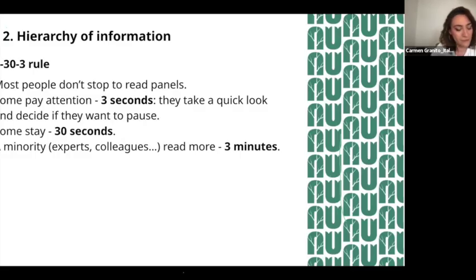Even the most passionate ones hardly stay longer than 3 minutes. So this 3 seconds, 30 seconds, 3 minutes rule, the 333 rule, is something we should have in mind when we design how we want to incorporate information on a panel.